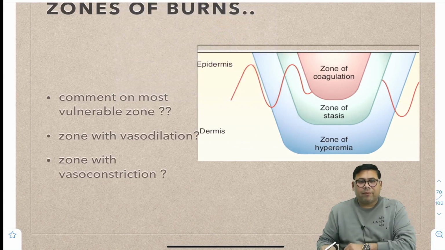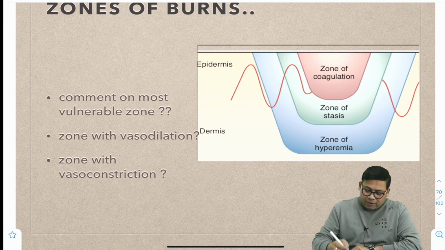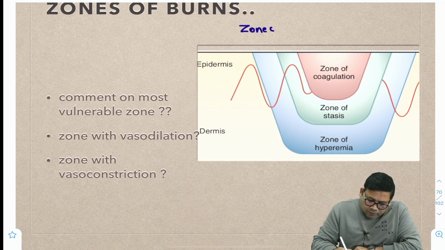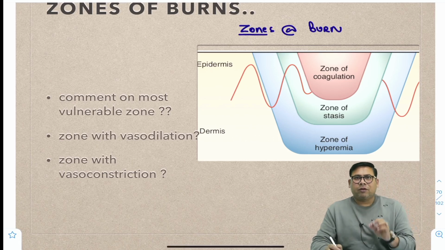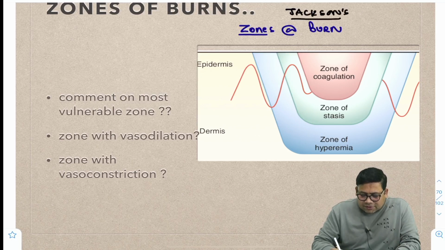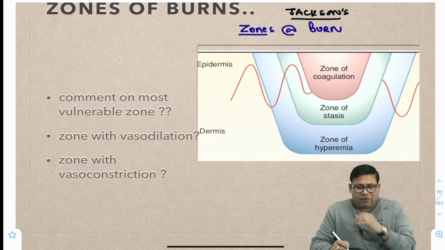I will not go in further depth, because in the last video I have already discussed a lot of things on this. So tell me, what about these zones? These are the zones of burn. And what is the classical name for these zones? The answer is, we call them by the name of Jackson's. So these are the Jackson's zones of burn. They are very, very important.